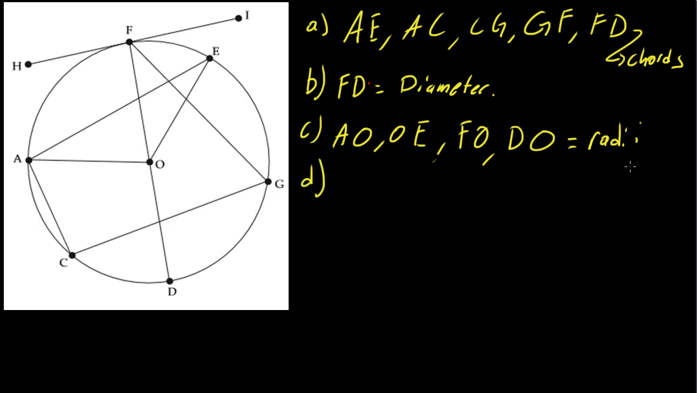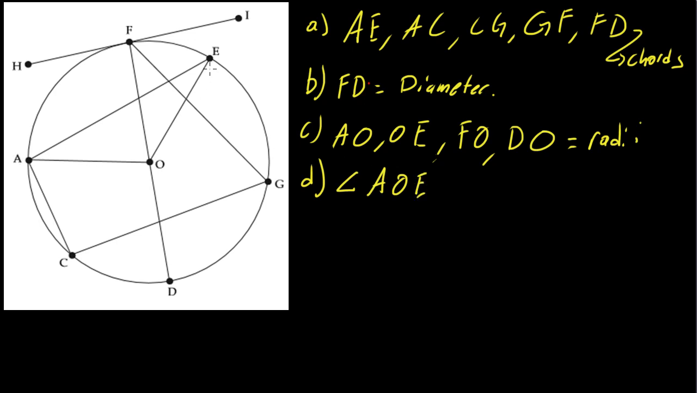That's our radii. Let's do our central angle. For a central angle, we're looking for something that's under 180 degrees, where our vertex is in the middle and it connects 2 points on our circumference. So we have AOE is a good one. So angle AOE, that would be a central angle.